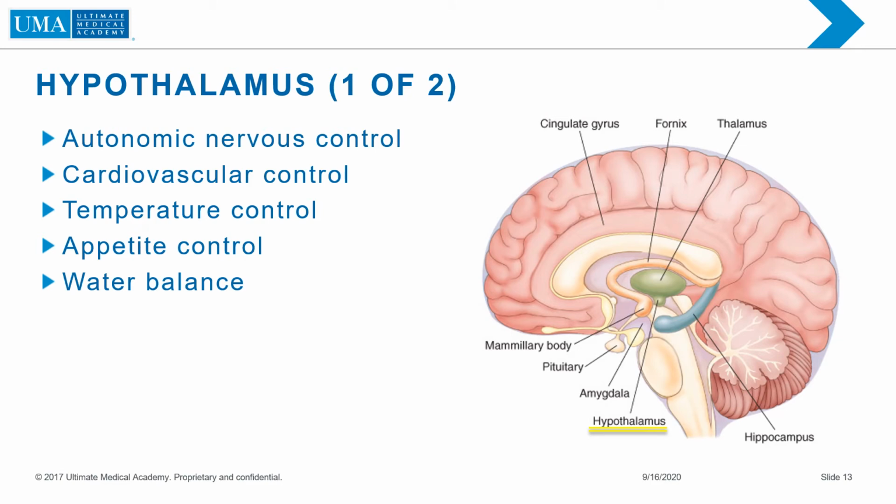The hypothalamus is part of the limbic system and is actually considered the brain of the brain. Through the use of feedback, the hypothalamus stimulates the pituitary gland to release its hormones. Vital functions performed by the hypothalamus are the autonomic nervous control. This regulates the parasympathetic and sympathetic systems of the autonomic nervous system.